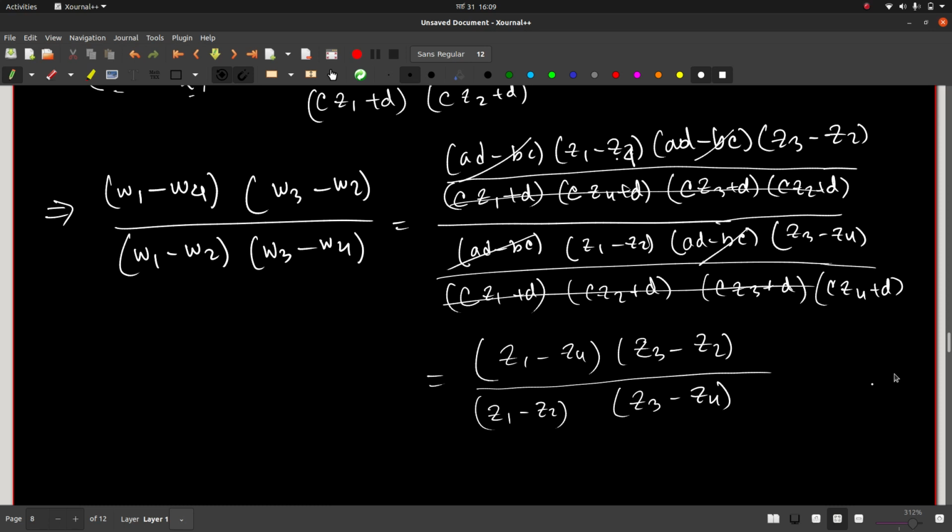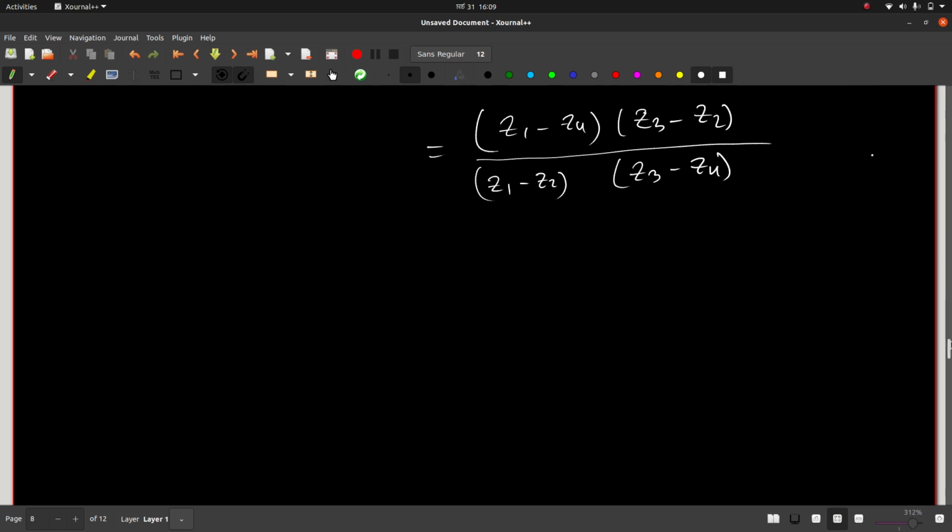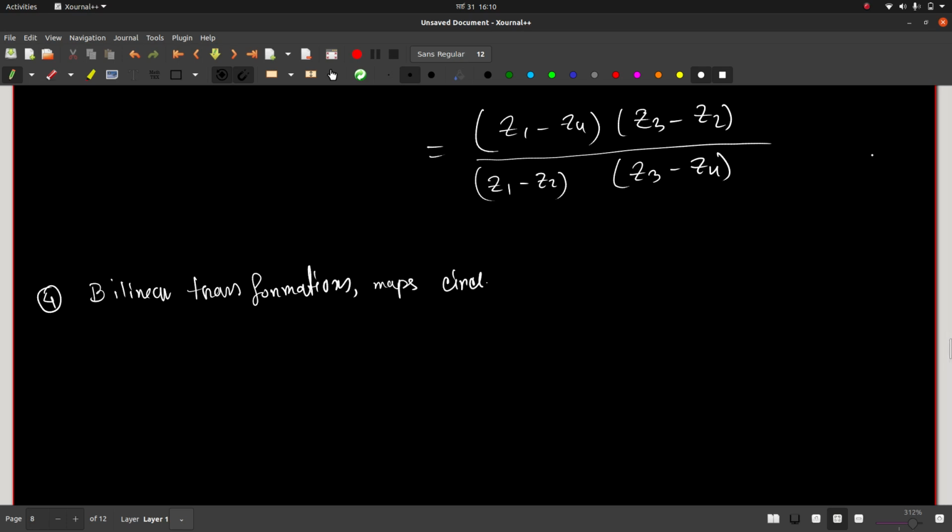Okay, so now what we want to do is that we want to discuss another type of property that bilinear transformation shows. Yeah, this should be the 4th property. So bilinear transformations map circles into lines and lines into circles.